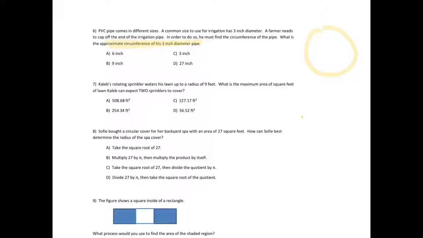So it's a pipe and it has a 3-inch diameter. We're going to use that same formula from earlier. We're going to use pi d. Oh man, I wrote that wrong, guys. We're not looking for area, we're looking for circumference. So C equals 3.14 times 3. And if you multiply that, I think it comes out to be 9.42, which it says approximate, so we're going to go with B equals 9 inches.